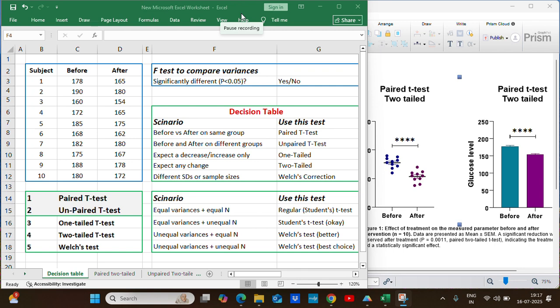Also, I will show you how to present your results in graph format, with the representation like mean plus or minus standard error of mean, with the p-value and the proper formatting. So let's start.